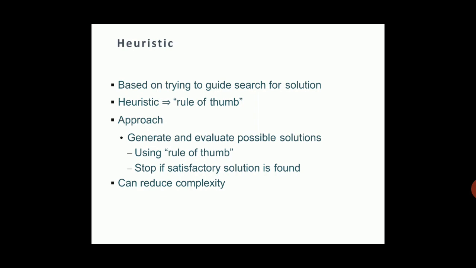This method is not covered in the video lectures, but it is also a method, so we will try to understand what the heuristic approach is. It is based on trying to guide the search for a solution. Heuristic means a rule of thumb. The approach is to generate and evaluate possible solutions using a rule of thumb, and stop if it suggests a solution, which can reduce some complexity.